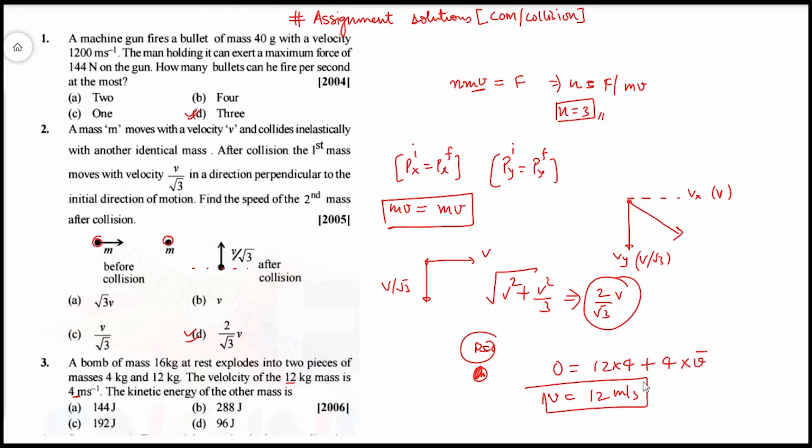And since this is going to be negative, that just shows that this is going to move in the opposite direction. Okay, and here you can calculate the kinetic energy, which is going to be half into m, that is 4, into v square, which is 144, and that is going to give you 288 joules. Okay, so this is option number B. Let's move on to the next set of problems.